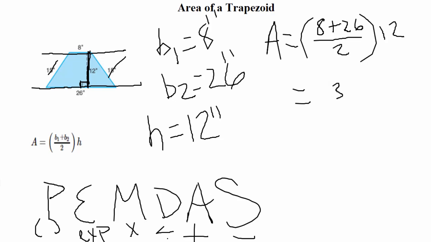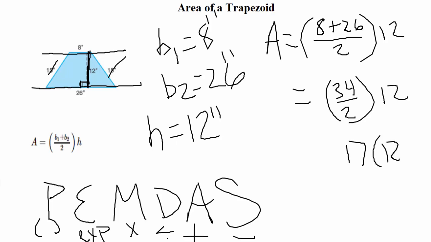Well, 8 plus 26 is 34. We now need to go ahead and divide that by 2, because we still have division going on inside of those parentheses. So let's take care of the division. 34 divided by 2 is 17, and that was being multiplied by the height, which is 12. So now let's take 17 times the 12. So 17 times 12 is 204. So that means the area of this trapezoid is 204 square inches.